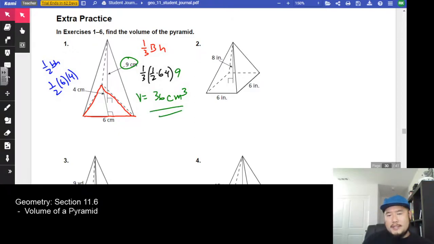We take a look next up at number 2. This right here is our base. This happens to be a square pyramid because the base is a square. So we have 1/3 capital B times H. Because this is a square, and how do I know? The sides are the same right here. Then we've got ourselves 6 times 6. All right, and then times the height, which happens to be 8.